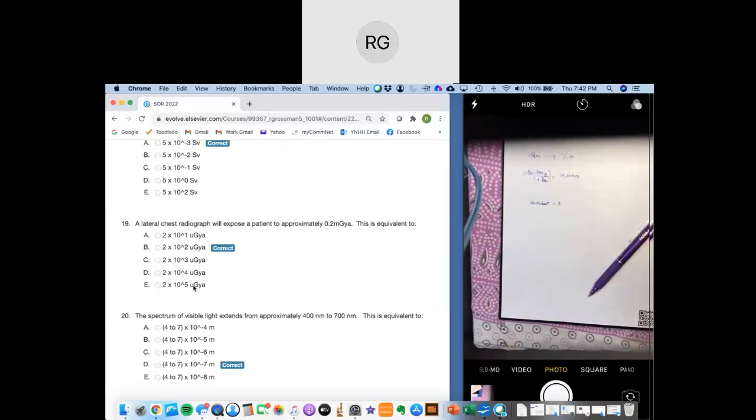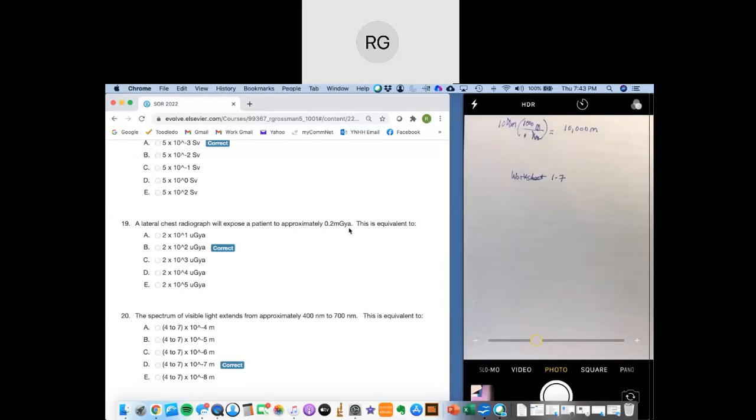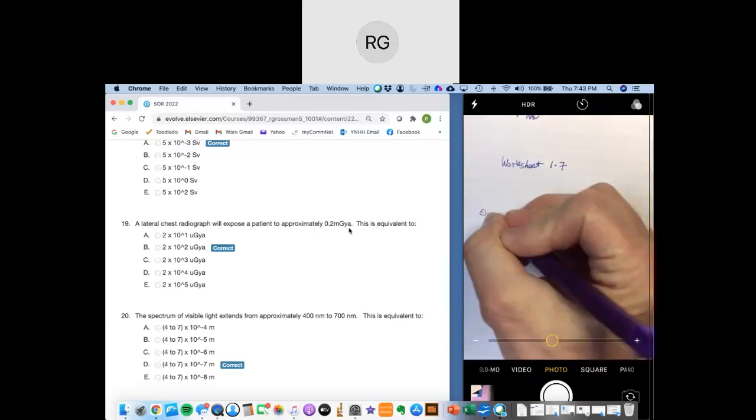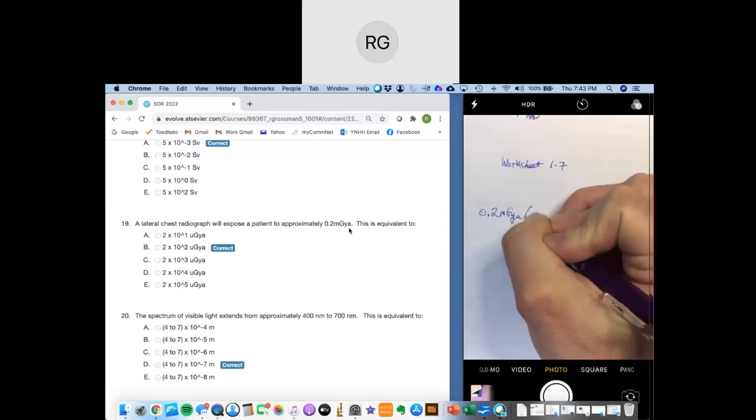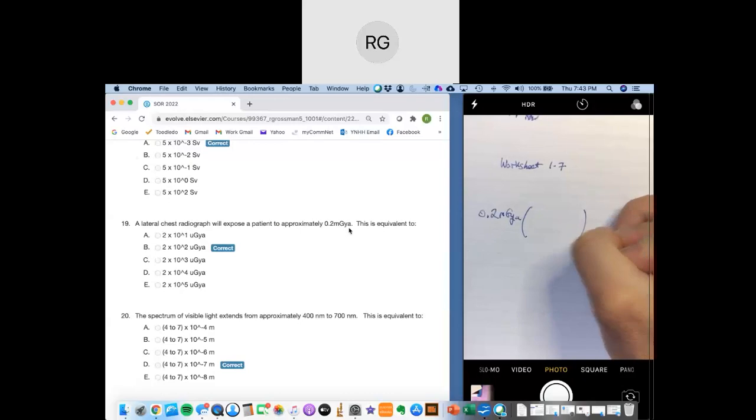Microgray, microgray, microgray, microgray, and the given was given in milligrays. So this problem has two steps. One is to convert milligrays to micrograys, and then the next step is to express it in scientific notation. So step 1, 0.2 milligrays in air times some conversion factor will equal some number of micrograys in air.